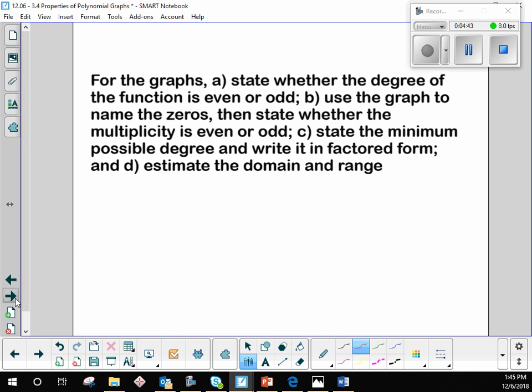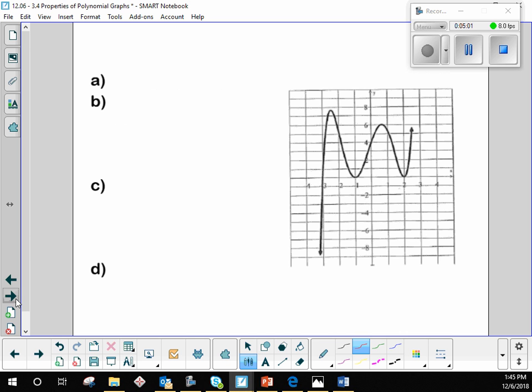These are the directions for your graphs. We're going to A, state whether the degree of the function is even or odd. B, use the graph to name the zeros and their multiplicity, which I will explain to you. C, state the minimum possible degree and write the function in factored form. And then D, estimate the domain and range. We're going to be doing all these things. It's a beautiful day. So A asks me for, is the degree even or odd? So here, odd, how do you know?